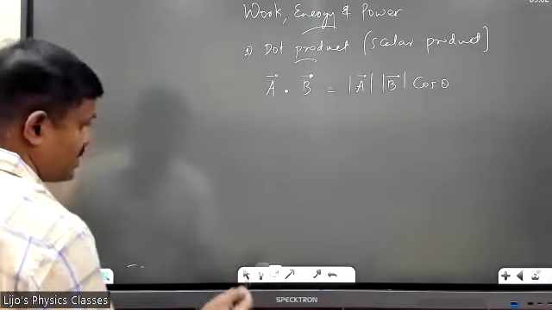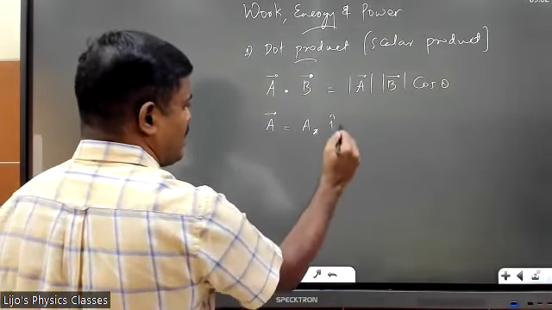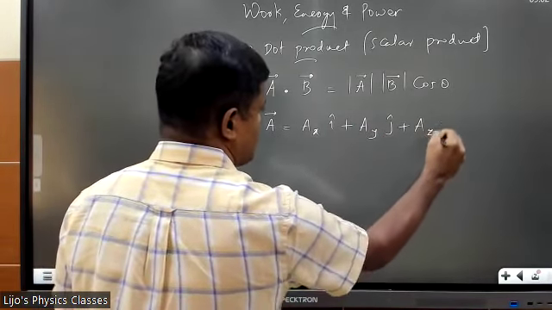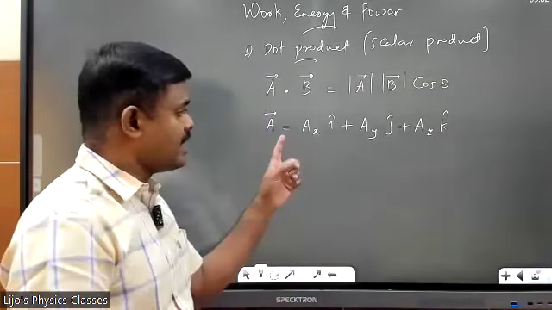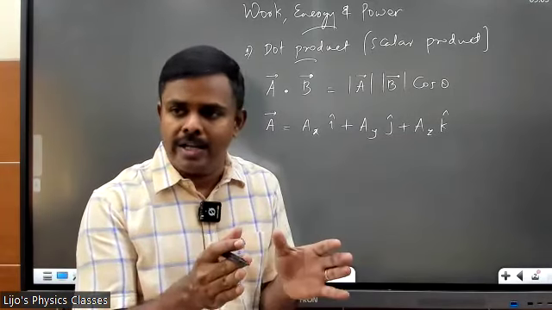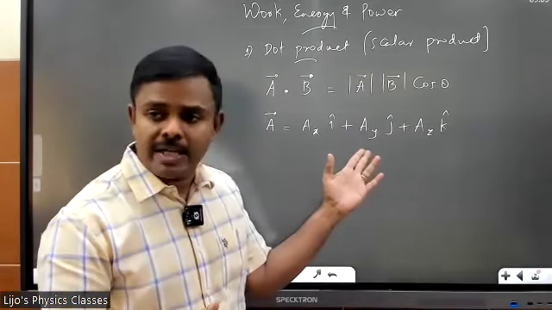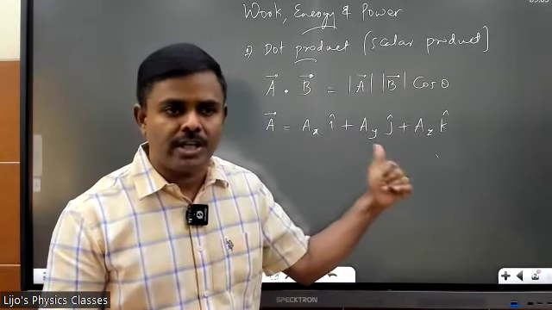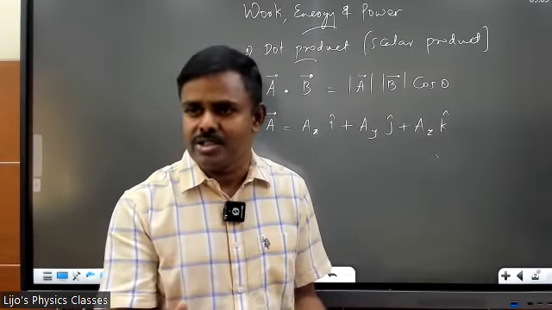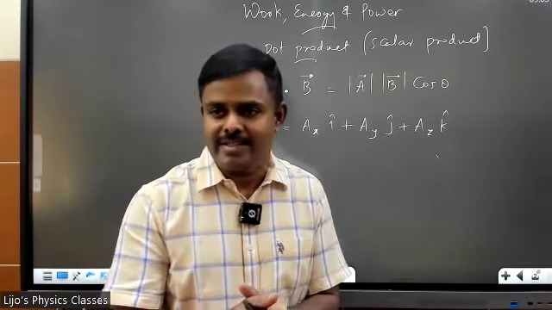Look at this. I'm writing a vector here. A vector is equal to Ax i plus Ay j plus Az k. Who are these? Ax, Ay, Az are called the x component, y component, and z component respectively. Maybe like 2i plus 3j plus 4k. Those numbers, 2, 3, 4, are components along the x-axis, y-axis, and z-axis, right?